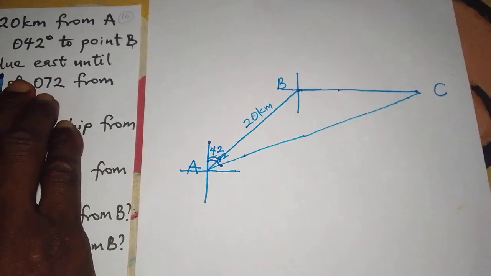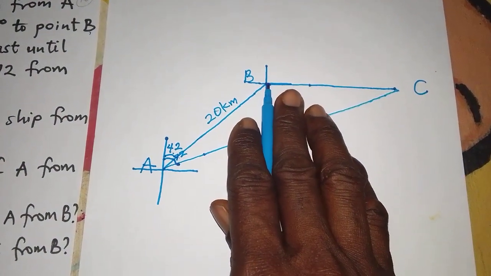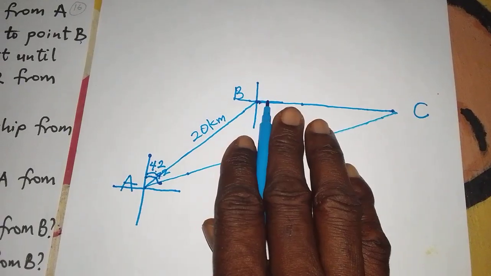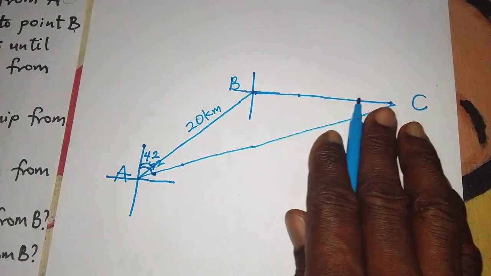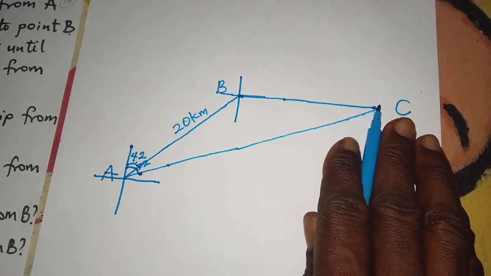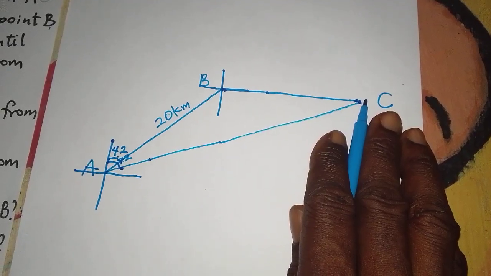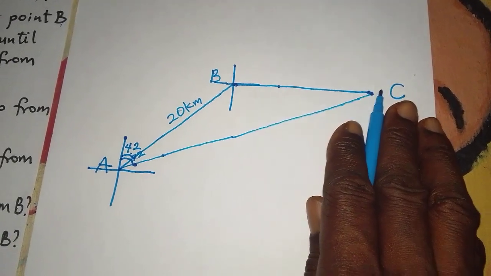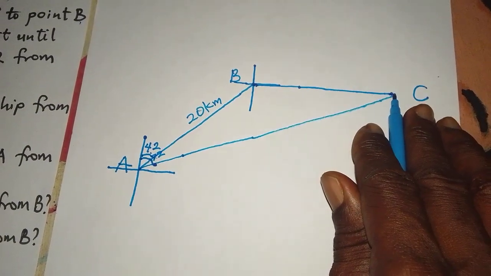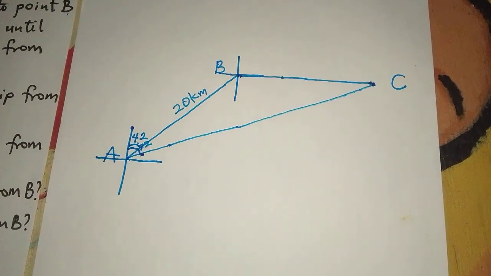And moves further due east. So when it got here, it moved further due east. Due, that means on the line. When you hear due, it means on the line of the east till you get to another point C. And move further due east until it is on a bearing of 72 degrees from the starting point. So until when it moves here, if you now look at the bearing from this C to this place, it was 72 degrees.